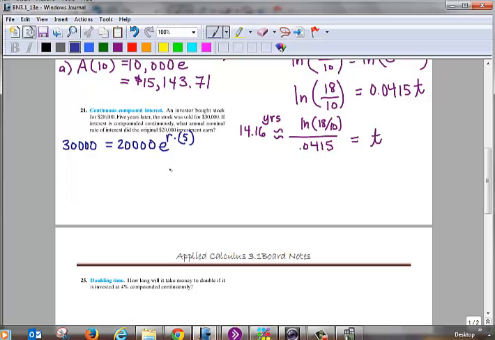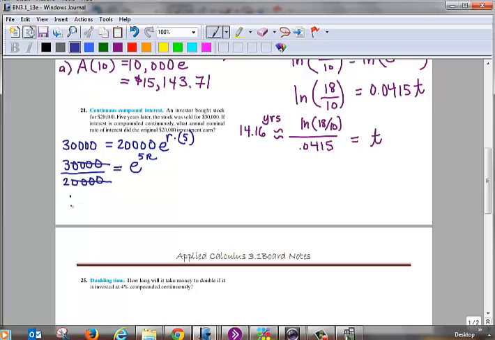All right, so this is very similar to Part B in the previous question. I want to isolate this exponential e to the power 5r. So I'm going to divide both sides by 20,000. So I have 30,000 over 20,000 equals e to the 5r. And again, I can knock these bunch of zeros off. So this is just 3 halves over here.